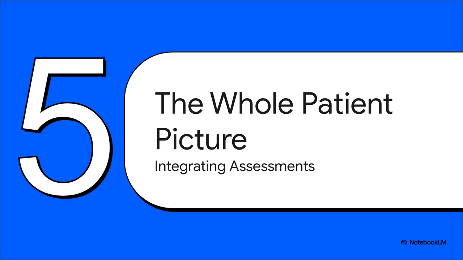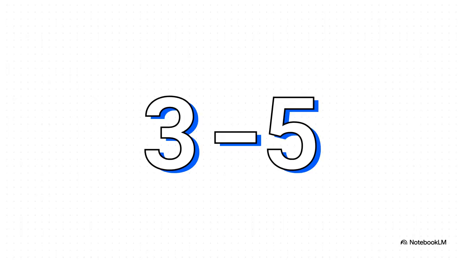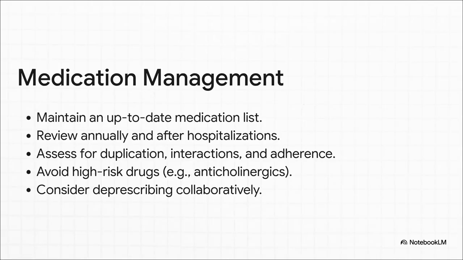Because really, effective geriatric care means integrating all of these assessments to see the whole patient. Think about this number for a second. 3 to 5. That's the average number of medications taken by adults over 65. Every single one of those is an intervention, and managing them effectively is one of the most high-impact things you can possibly do for your patients. Your job isn't just to prescribe. It's to meticulously review and, maybe most importantly, to de-prescribe.